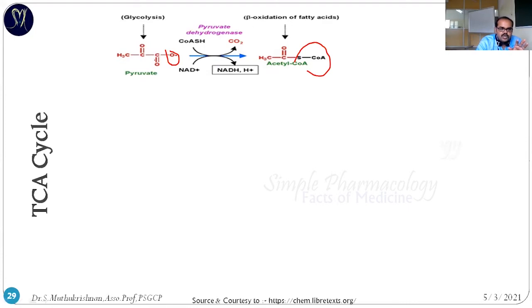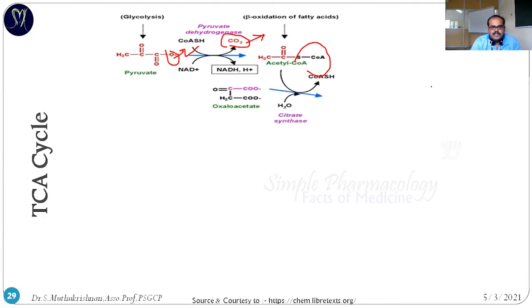So CH3CO and CO, this oxygen molecule is removed. Then coenzyme A has been attached at this place. So the carbon molecule and the oxygen molecule is released as carbon dioxide. So this is the exact process happening in the intermediate step. After that, this acetyl CoA is now ready to enter into the TCA cycle.